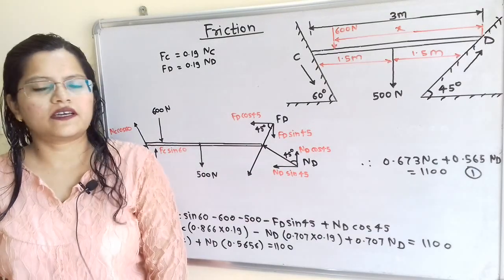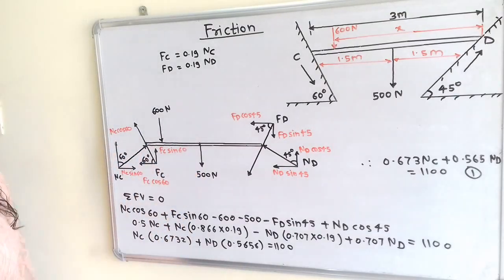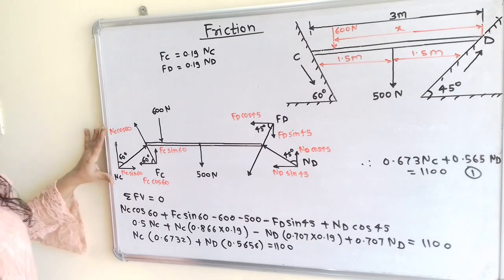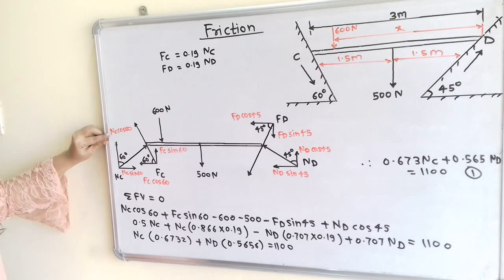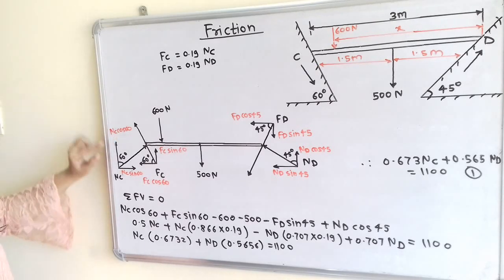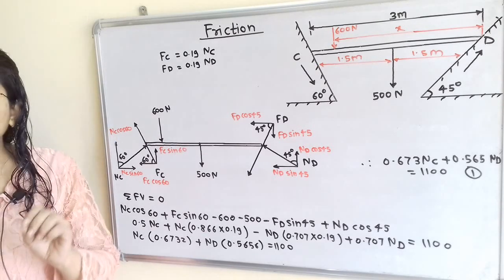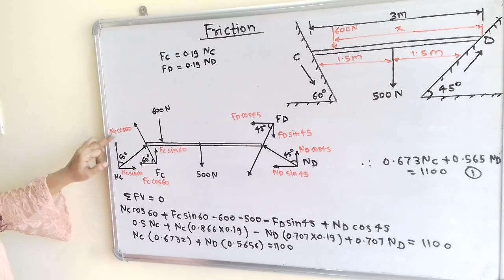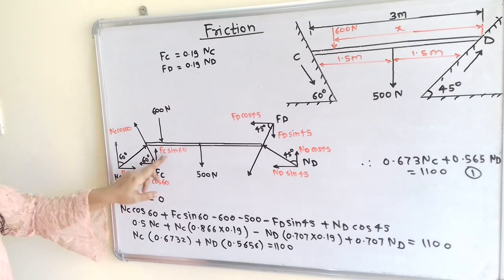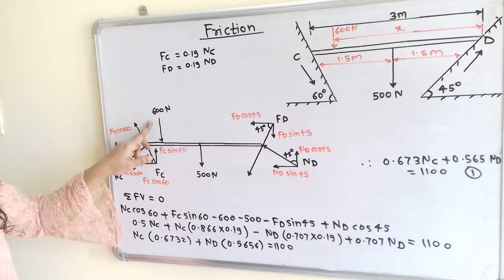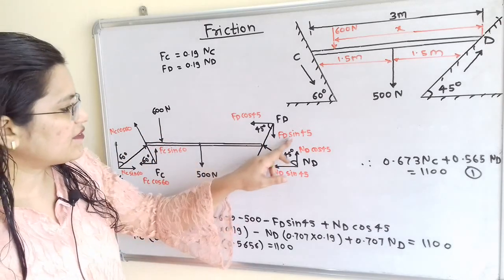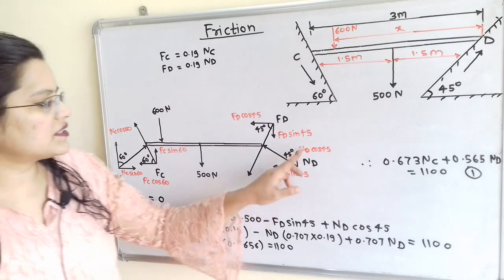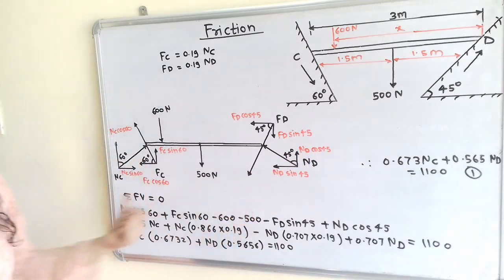Now we will consider equilibrium of this system, and therefore the summation of all vertical forces is equal to 0. Now if we observe, first is NC cos 60. For the upward direction we will use the positive sign. NC cos 60 plus FC sin 60 minus 600 minus 500, then minus FD sin 45 plus ND cos 45. Now we will solve this.